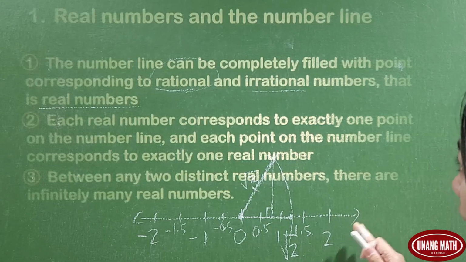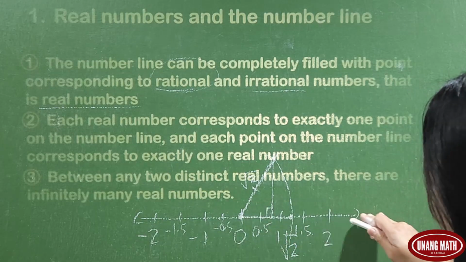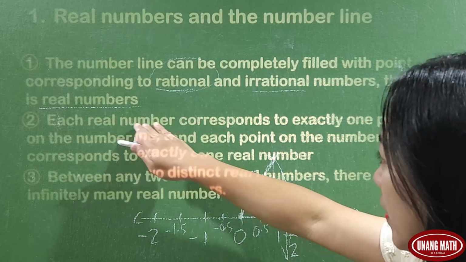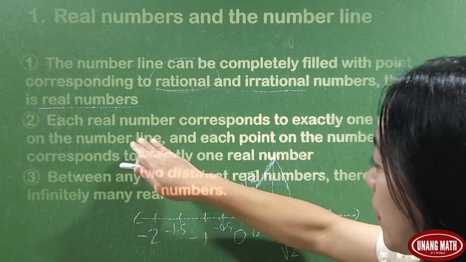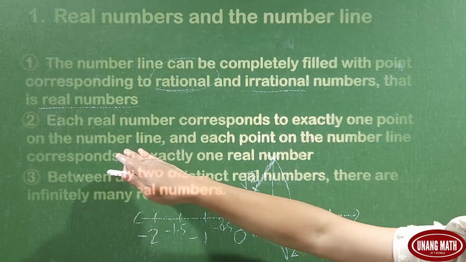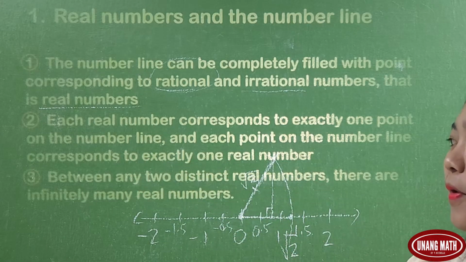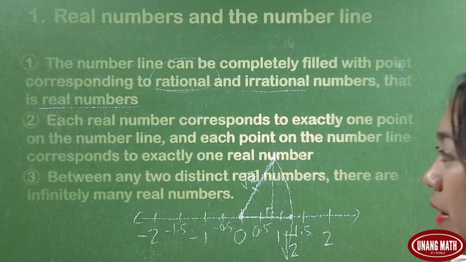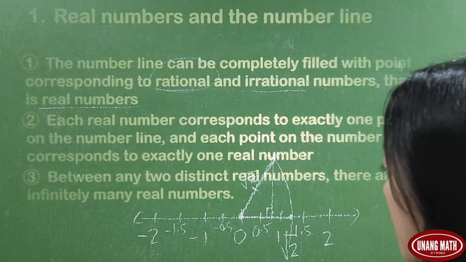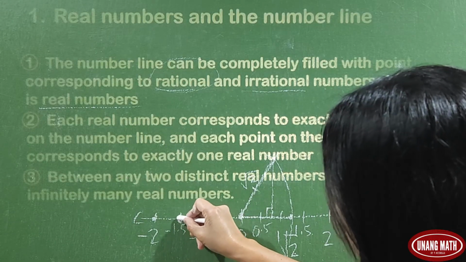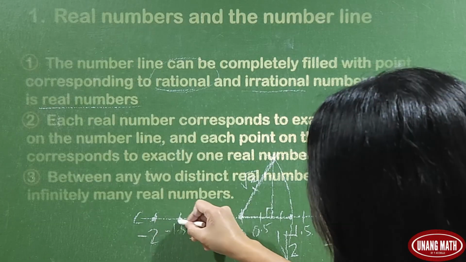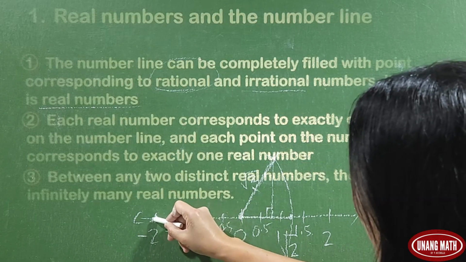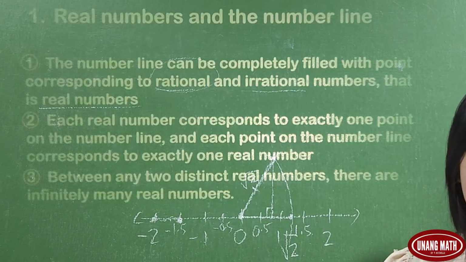So the number line is completely filled with rational and irrational numbers. Each real number corresponds to exactly 1 point on the number line, and each point on the number line corresponds to exactly 1 real number. And between any two distinct real numbers, there are infinitely many real numbers. Between this point and this point, between these two distinct real numbers, there are many real numbers in between.